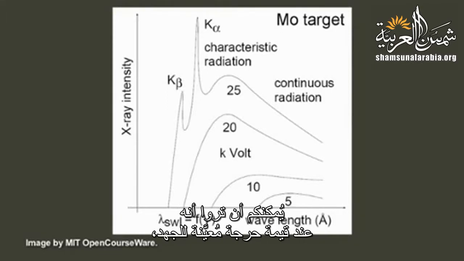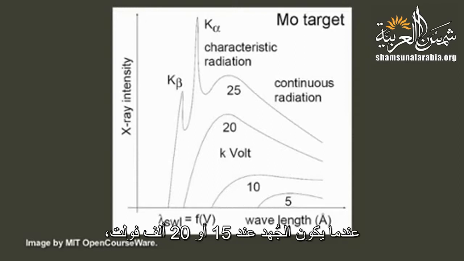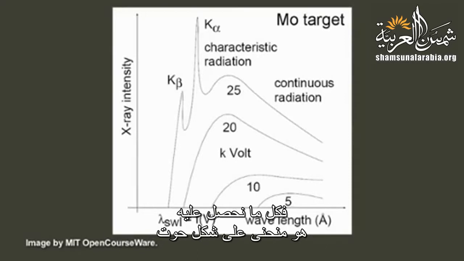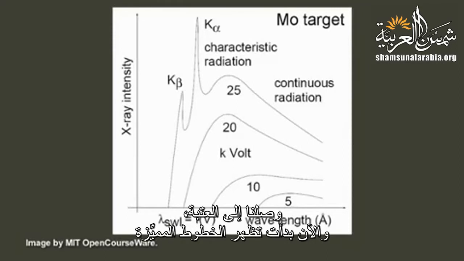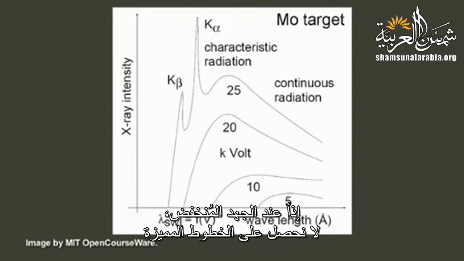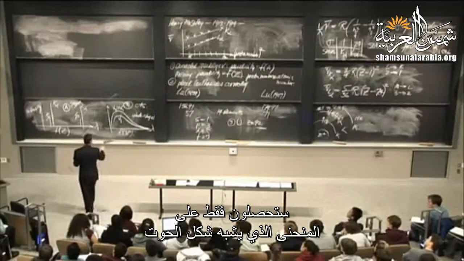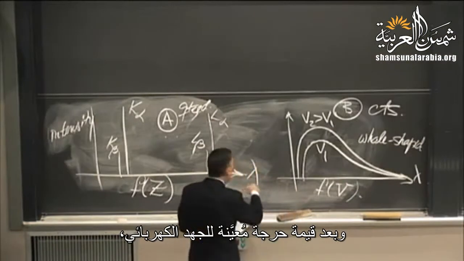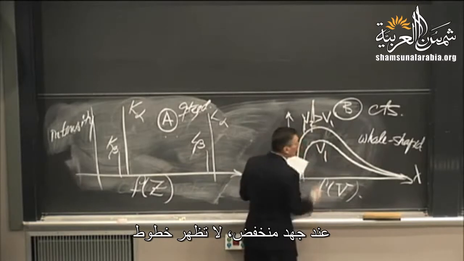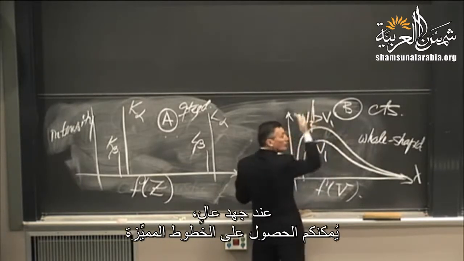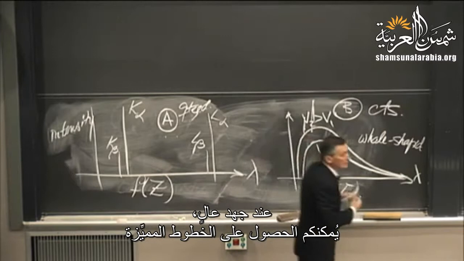And then beyond a certain critical value, can you see when you're down here at 15 or 20,000 volts, all you get is the whale-shaped curve? But somewhere between 20 and 25,000 volts, you hit a threshold. And now you switch on the characteristic lines. So at low voltage, you don't get the characteristic lines. You only get the whale-shaped curve. And then beyond a certain critical value of V, it's as though all of a sudden these lines appear. Low voltage, no lines. High voltage, you get the characteristic lines.